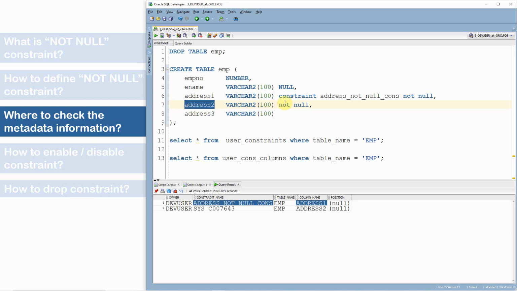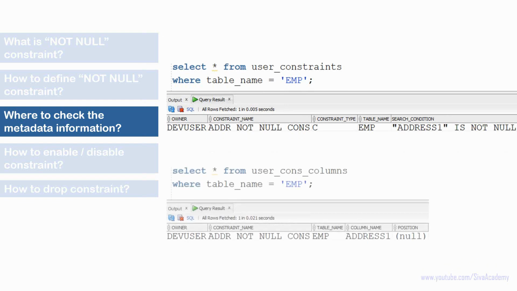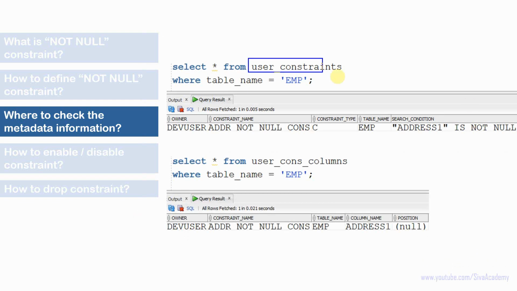In this case, we didn't specify any name, so there is a system defined constraint name here on the address 2 column. So these are the two important tables which we should always remember with respect to constraints. One is user_constraints and another is the user_cons_columns table.